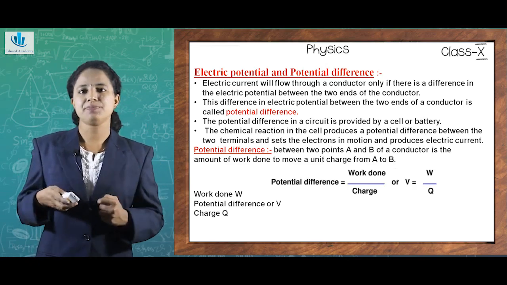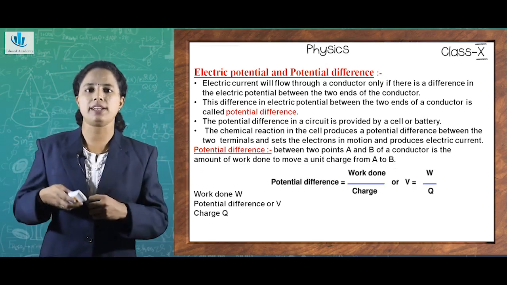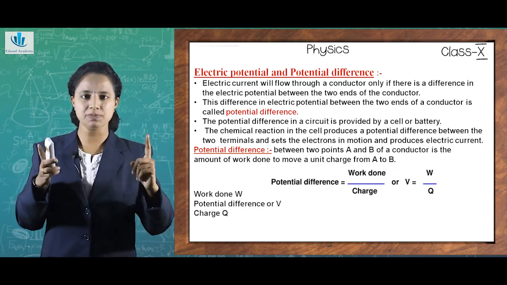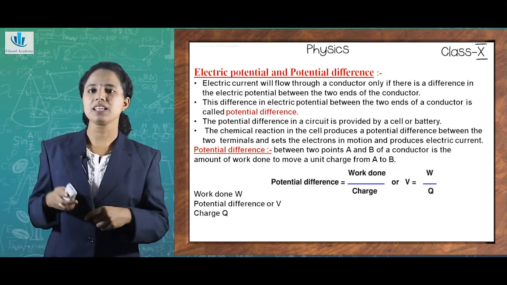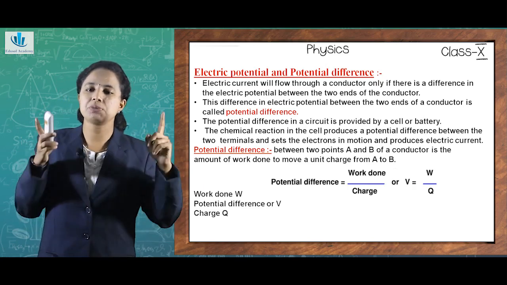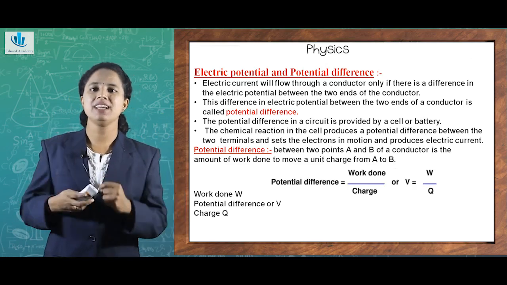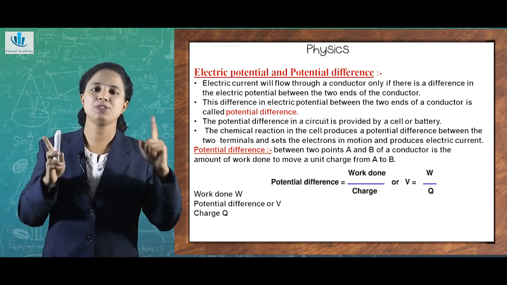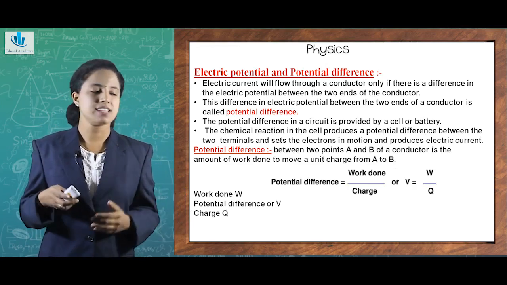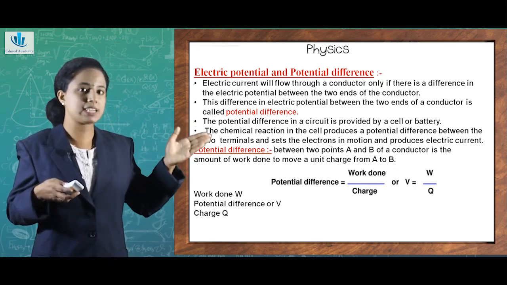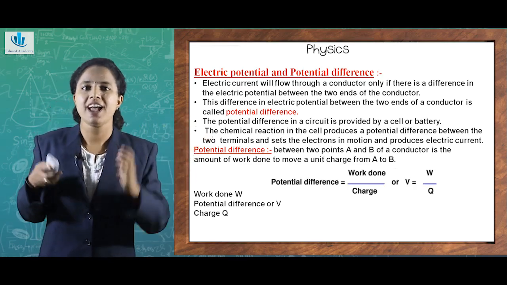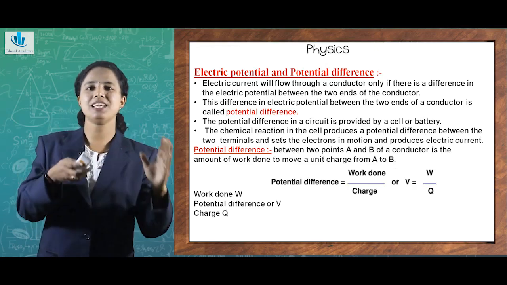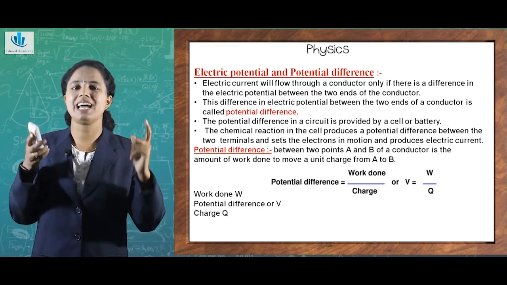So I can define potential difference between 2 points, that is A and B of a conductor. Suppose I am taking a conductor AB with two ends A and B, I can say the potential difference between the 2 points A and B is the amount of work done to move a unit charge from point A to B. So I can define it as potential difference equals the work done per charge. That is, the work which I am performing to move a unit charge from A to B is called the potential difference between those 2 points.